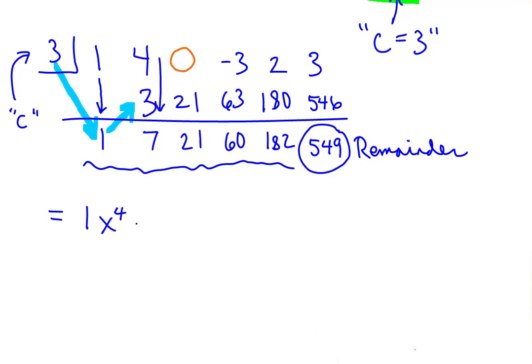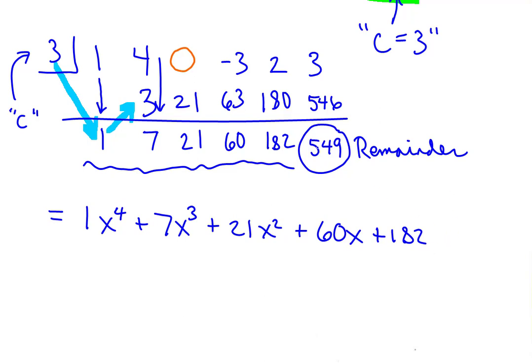Afterward, we see a positive 7, so we'll say plus 7, and then we just go in descending order from here. So plus 7x cubed, plus 21x squared, plus 60x. I'm just using all these coefficients as written in order. And then plus 182. And then our remainder is at the end, and like we saw with remainders before, we have to attach them with a plus or minus.